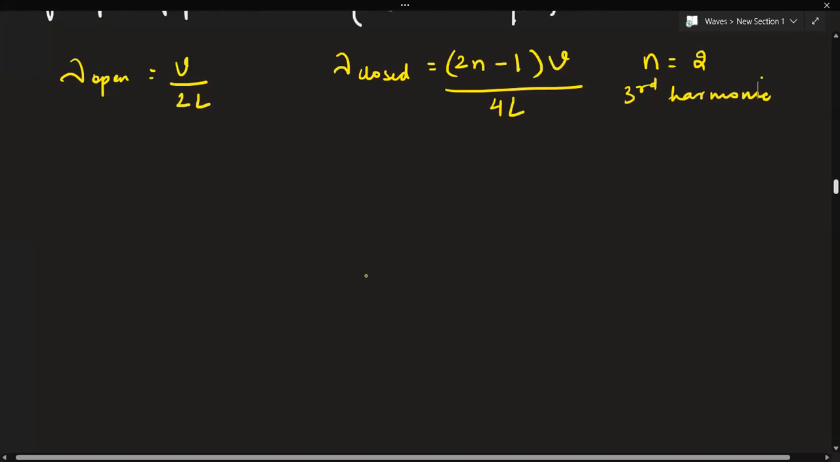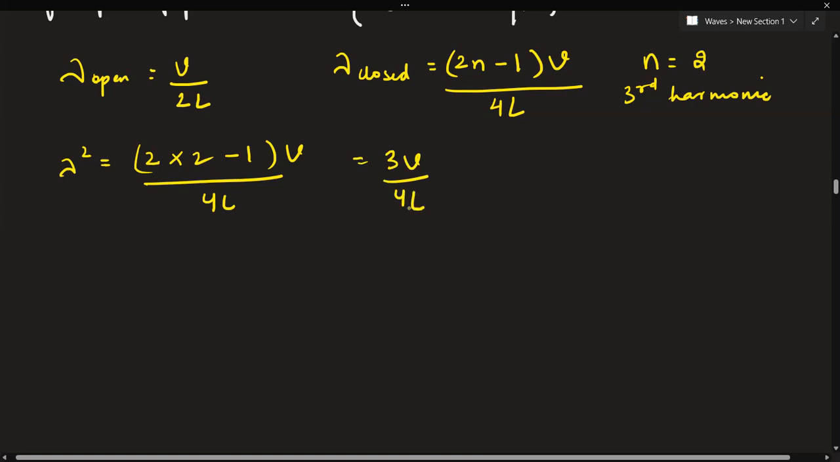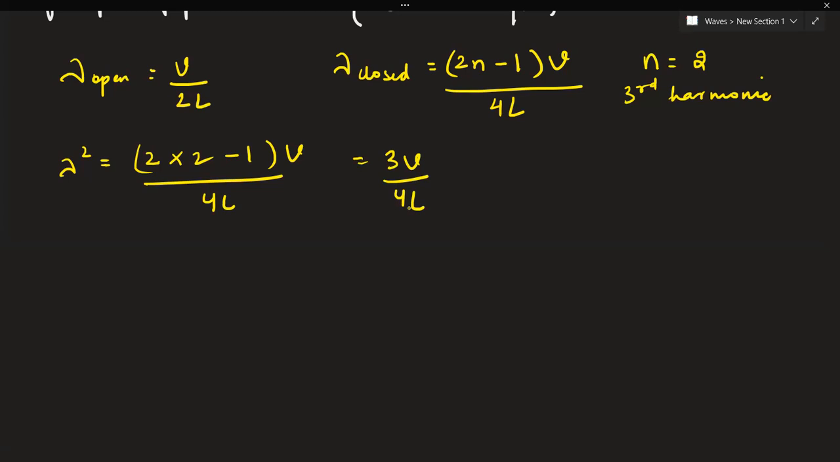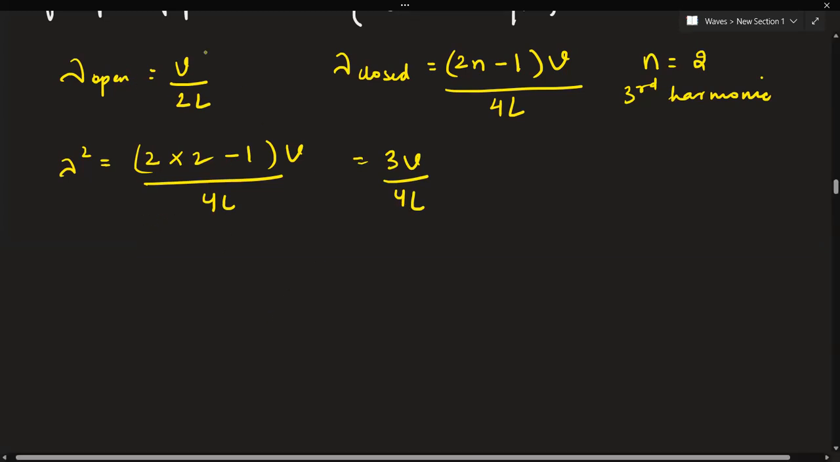Now see, if we put the n value, then the frequency for the second one we'll be getting as 2 into 2 minus 1, times the velocity, divided by 4 times the length. So this gives 3v by 4l. And we have already seen 3v by 4l, I think you have written it also in your notes. So 3v by 4l is covered. Now see, for an open organ pipe, it's v by 2l. This is the frequency for the first for the open pipe, and the second one for the closed organ pipe is 3v by 4l.